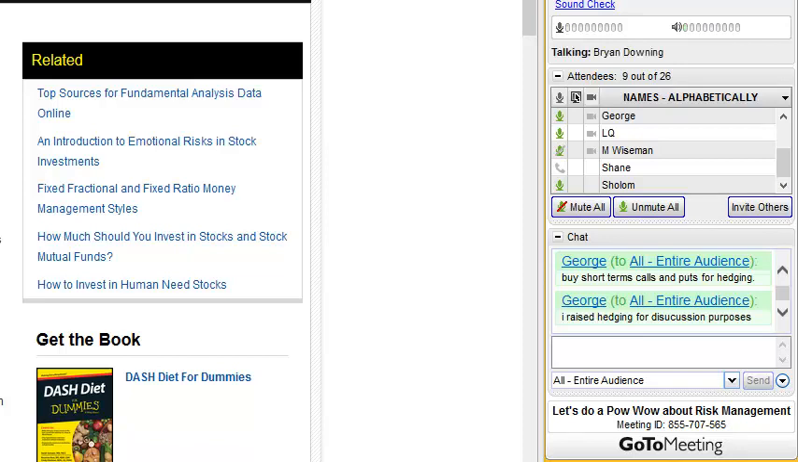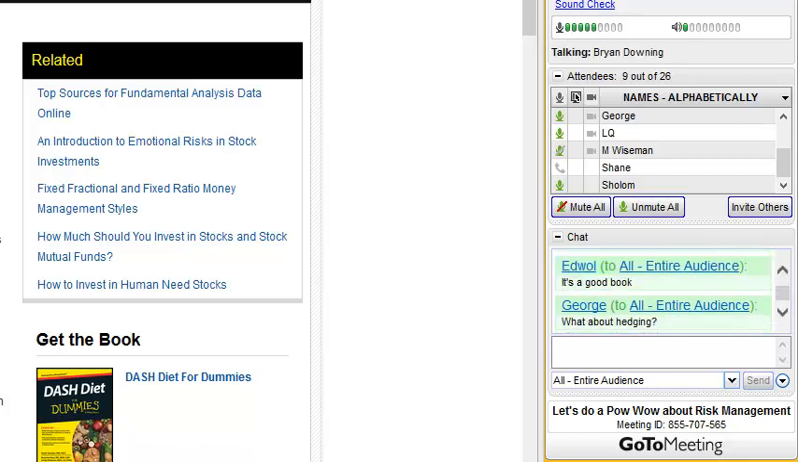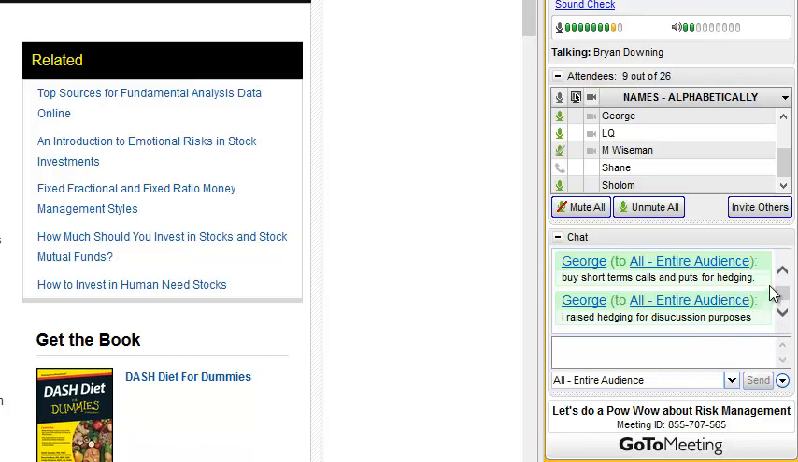Makes sense? I guess so. I'm just trying to see if there's anything else I'm missing. George asked to raise the discussion of hedging. Has anybody else got any questions on stuff like that?